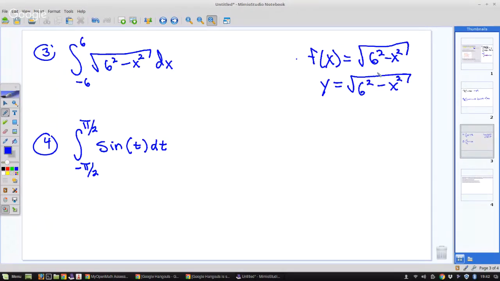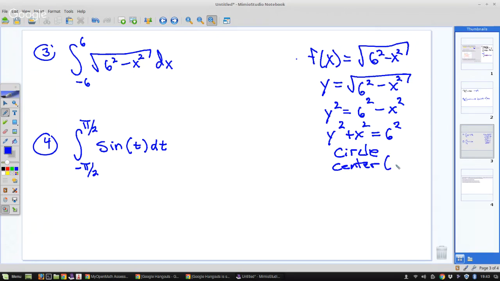And then I'm just going to get rid of that square root for a moment. And this is going to help me with my integral. So then I get y squared equals 6 squared minus x squared, and bring the x squared over, y squared plus x squared equals 6 squared. This is a circle. The center of the circle is the point (0, 0), and the radius of this circle is 6.